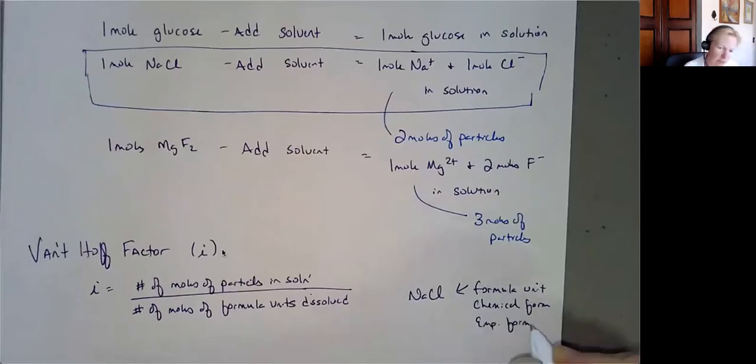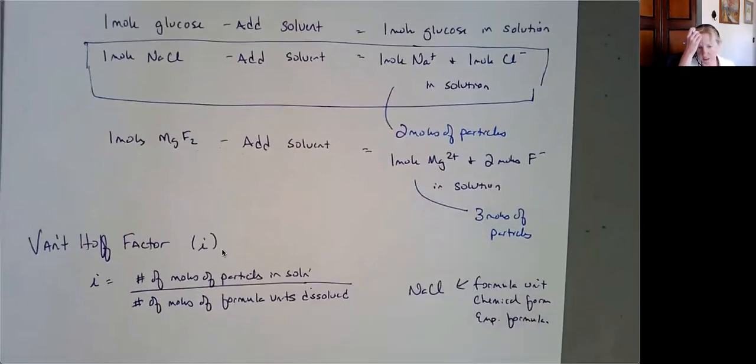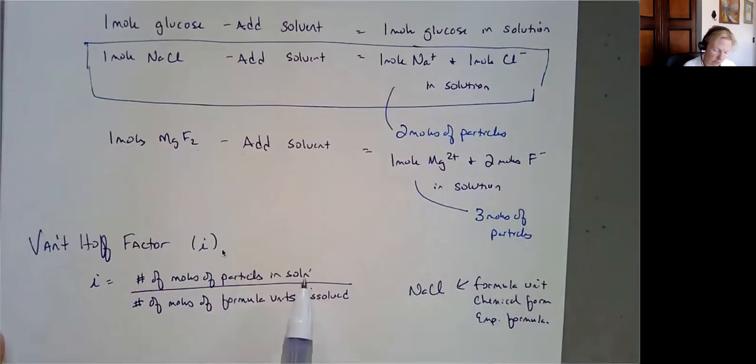So ionic compounds are special in that we write them as the empirical formula, the lowest whole number ratio. We call that the formula unit. So my Van't Hoff factor would be the number of moles of particles in solution divided by the number of moles of formula units dissolved. So the assumption is this is always going to be 1.